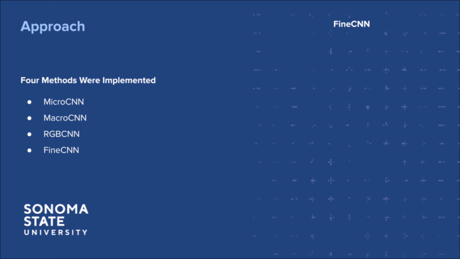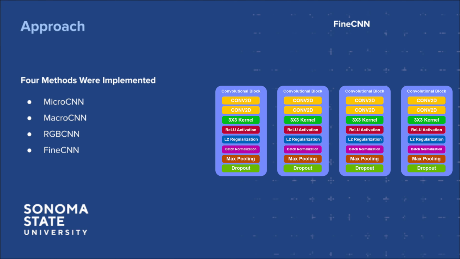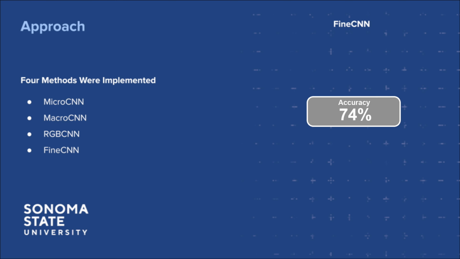FineCNN is a complex convolutional neural network and is our only model to use all 373 bands. We named it FineCNN as we hoped that the inclusion of all 373 bands would reveal fine details that would yield greater results. FineCNN utilizes 4 convolutional blocks, each with 2 convolutional 2D layers with L2 regularization, ReLU activation, and 3x3 kernel. Each block also contains a batch normalization layer, max pooling layer, and dropout layer. Finally, FineCNN utilizes an additional dense layer. The average accuracy recorded with FineCNN was 74%.